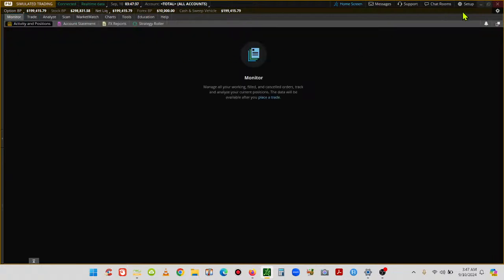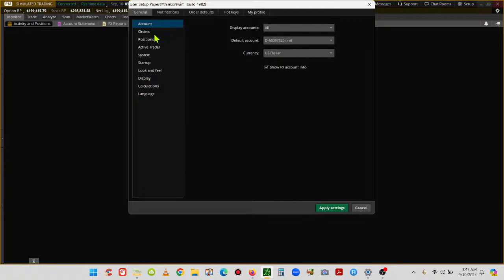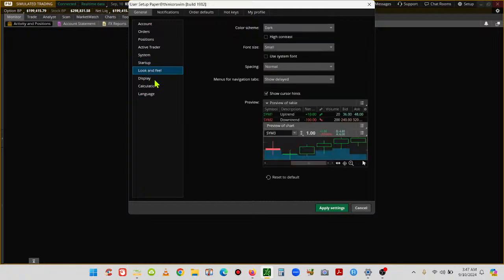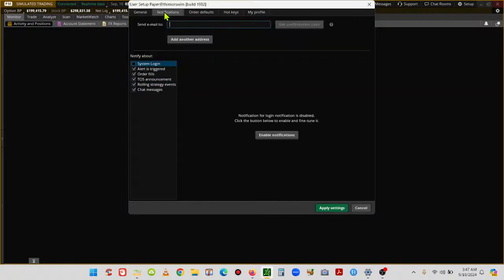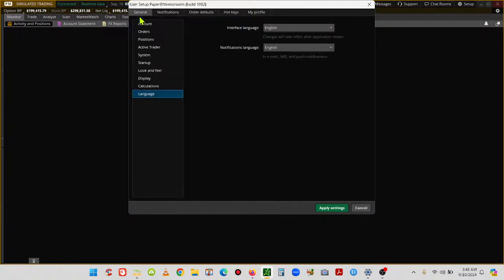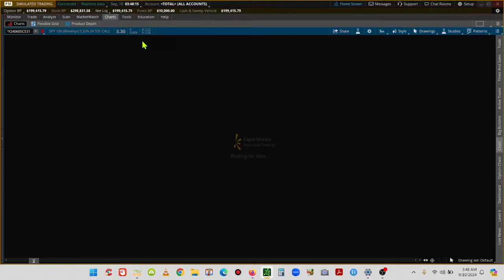And you also have the ability to change your options. So you could change things, you could change your look, you could change certain things about it to make it function how you want it to function. Some of these aren't really all that important, but I'll show you what's important. You can mess around with them if you want, but the only two I use are monitor and charts, 99% of the time.